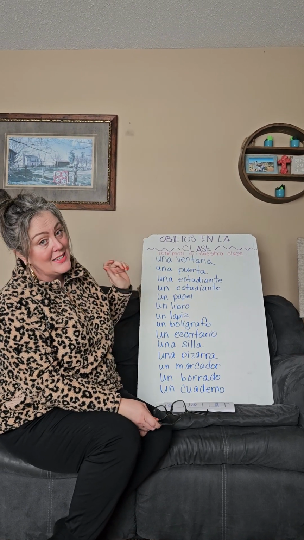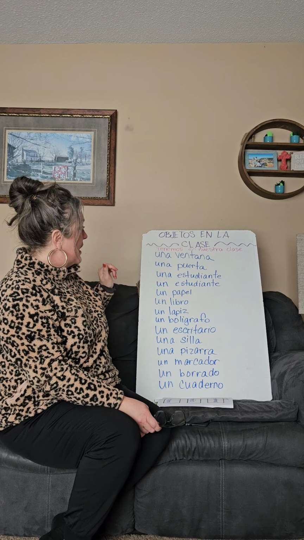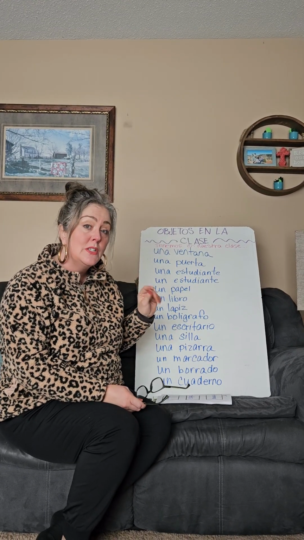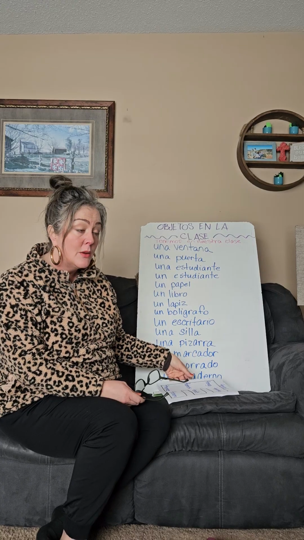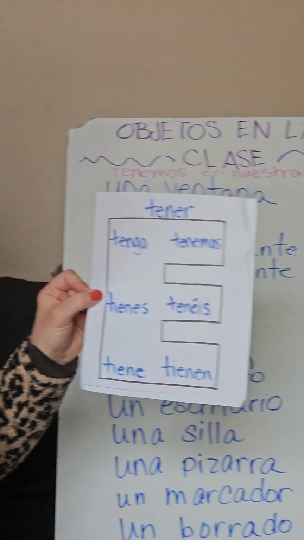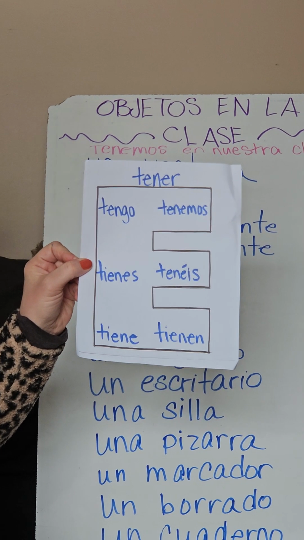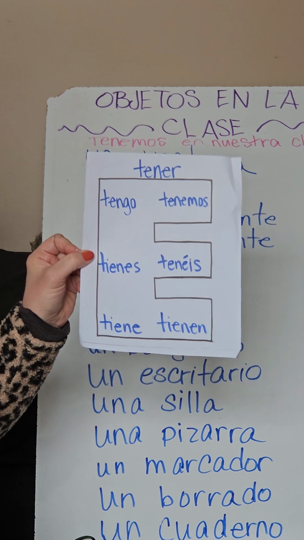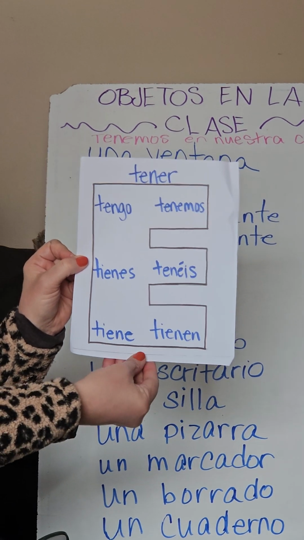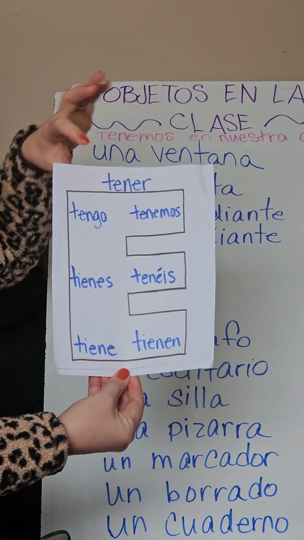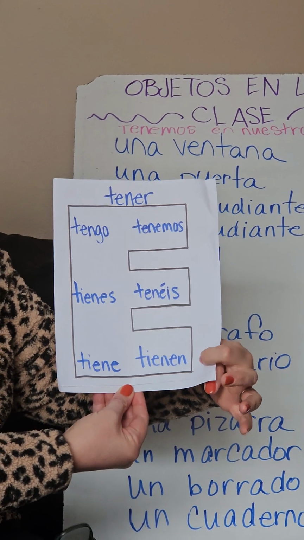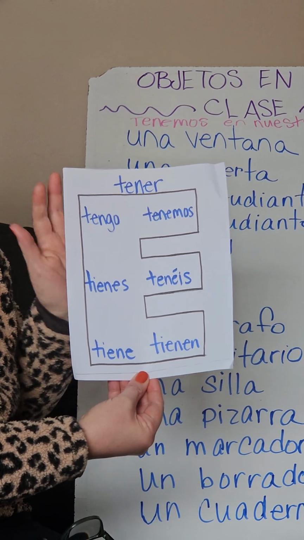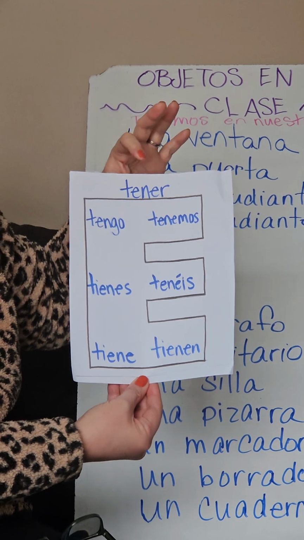Objetos en la clase, objects in the class. So in order to say the sentence we have in our class, we have to use a verb that we have learned and practiced together. And that verb is an irregular verb, tener, which means to have. So in order to conjugate tener, you have to change the spelling in a couple of different places, but we've talked about this a lot of times. And that's what makes it irregular. So say it with me.